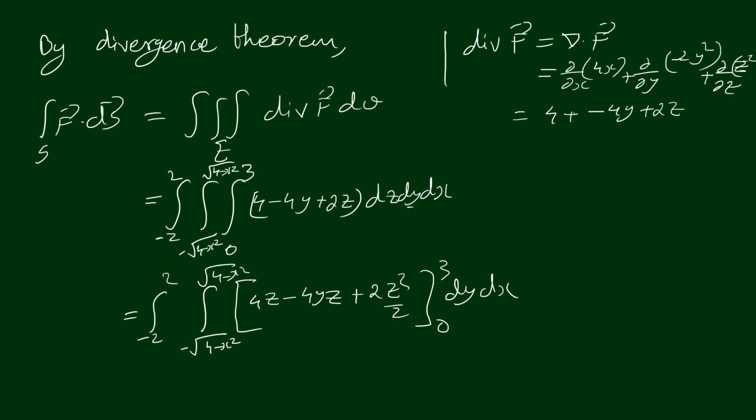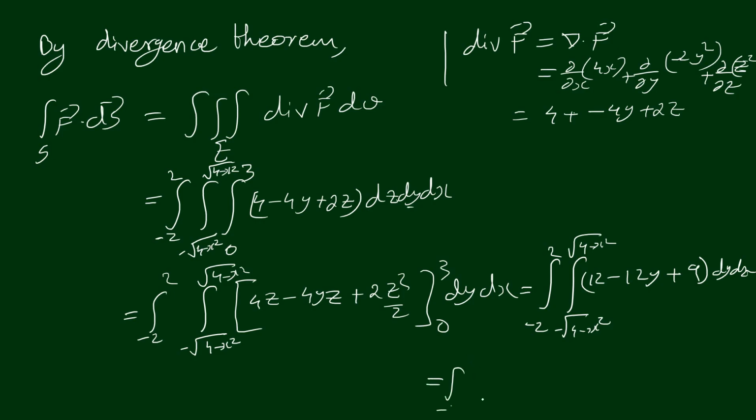Put in the upper limit and lower limit. What will we get? This is equal to the integral from minus 2 to 2, integral from minus under root 4 minus x square to plus under root 4 minus x square. Putting in the upper limit, you will get 4 into 3, 12, minus 12y plus 9 by 2, 3 square is 9. This is nothing but the integral from minus 2 to 2, integral from minus under root 4 minus x square to plus under root 4 minus x square of 12 plus 9 is 21 minus 12y dy dx.